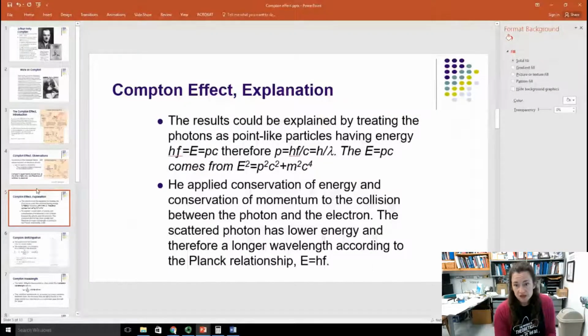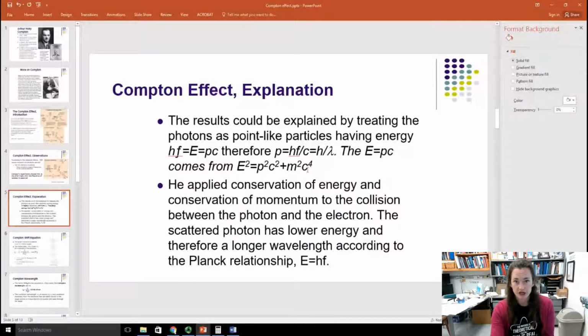So the results could be explained by treating those photons as point-like particles. Remember that the energy of a photon is hf, right? And if you set that equal to the energy, which is equal to pc, which comes from our relativistic energy-momentum relationship, E squared equals p squared c squared plus m squared c to the fourth, right? Setting m equal to 0, you get E equals pc. And this means that photons have momentum hf over c, or h over lambda.